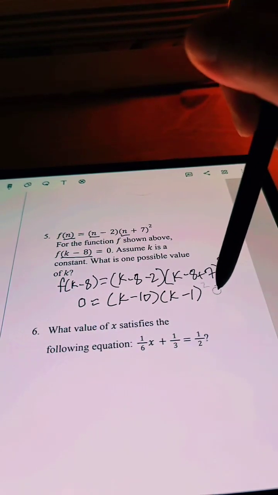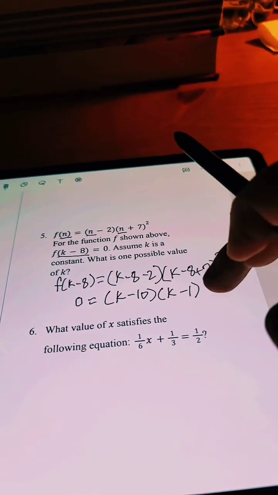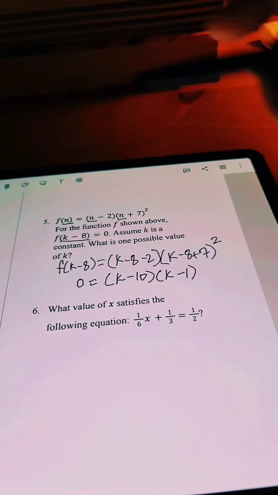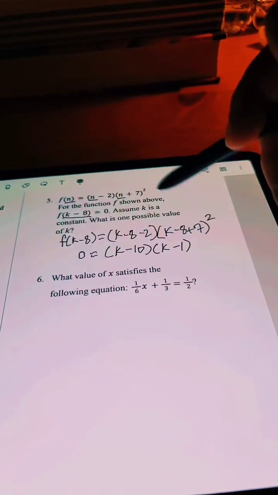Oops. Wait, is that a speck of dust? Sorry, I'm like OCD. Actually, though, I'm not being offensive. I actually have OCD. Okay, so then let's go to number 6.